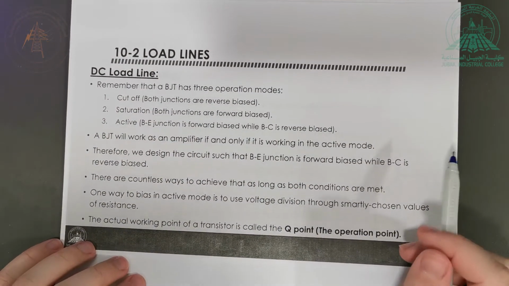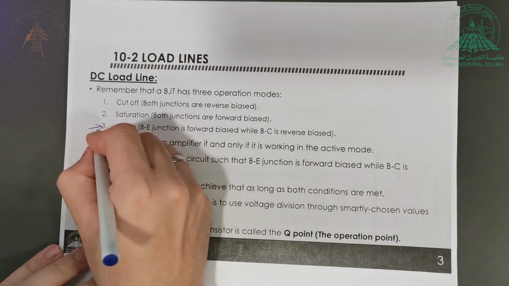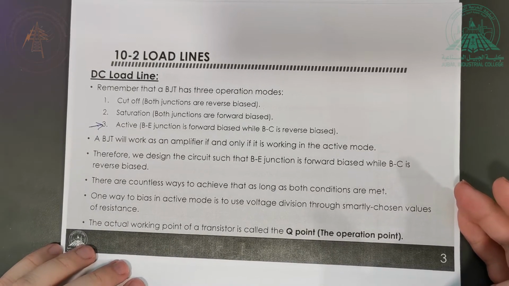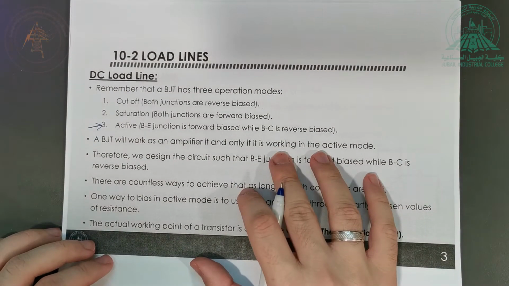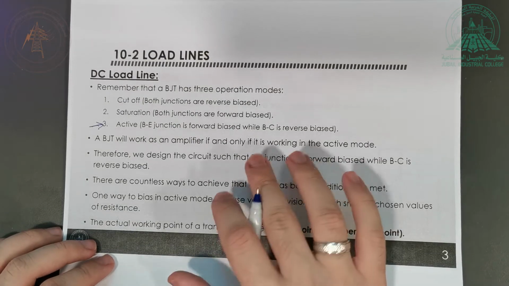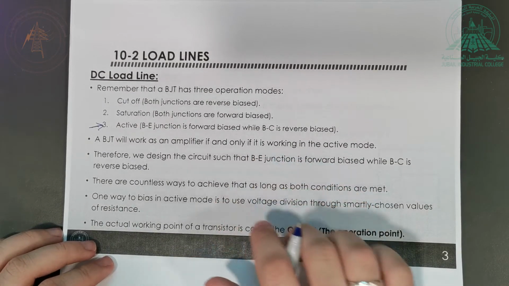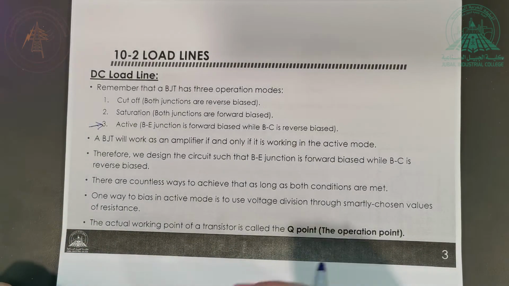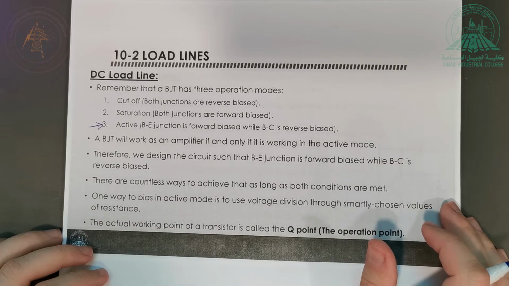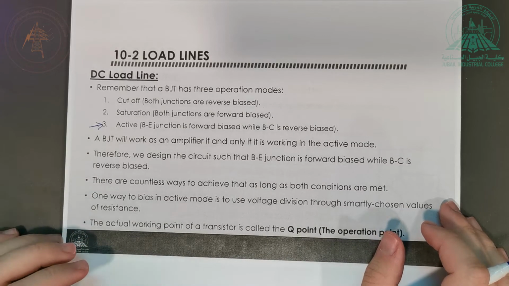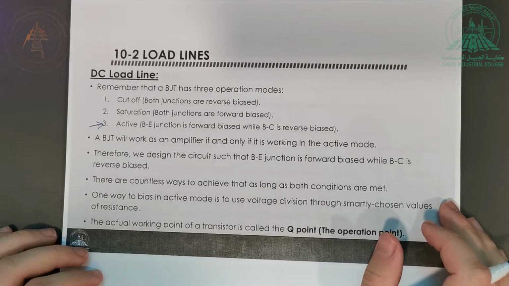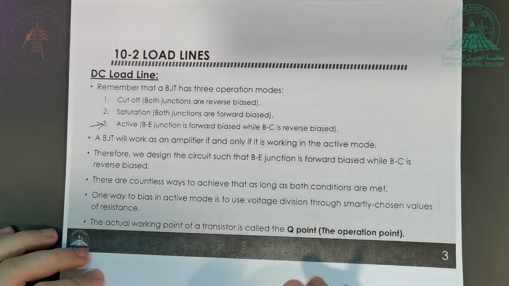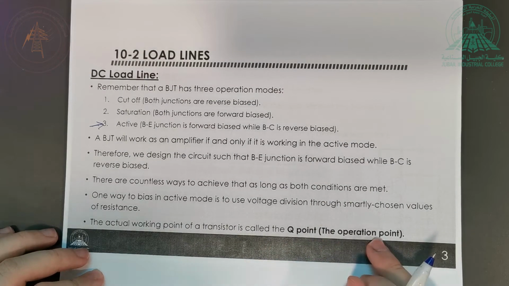When we talk about power amplifiers, we are interested in this mode, so we're going to be focusing on the active mode. If you want to have a power amplifier, the core of the amplifier is the transistor, of course, and we need to make it work in the active mode. When we talk about the load line, we see how we can bias the circuit, and what condition the circuit should be at in order to work in the active mode. The point at which the transistor or the circuit is biased is called the operation point, or the Q point.